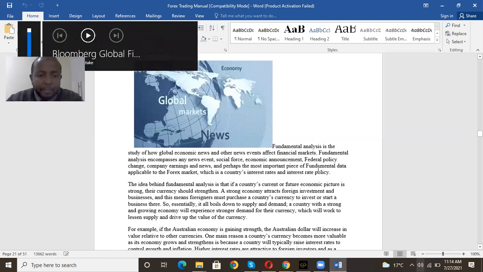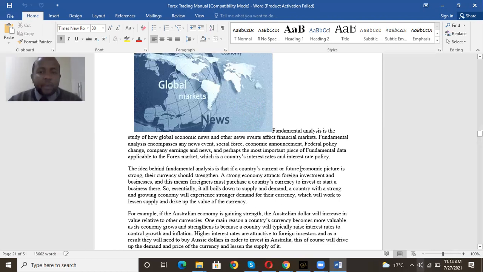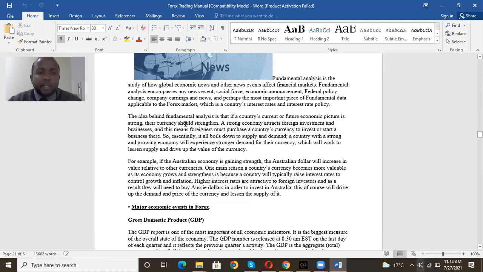And perhaps the most important piece of fundamental data applicable to the Forex market is the country's interest rates. So I'll be dwelling a lot on interest rates and interest rate policy so that you see how they affect the market. The idea behind fundamental analysis is that if a country's current or future economic picture is strong, so like on the ground, how is the business activity? Are jobs reopening? Are we creating more positions? That is to mean if a country's current or future economic picture is strong, their currency should strengthen.